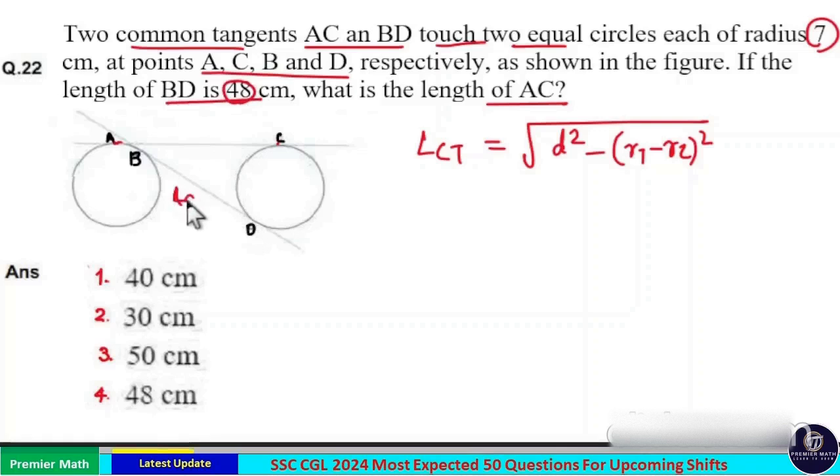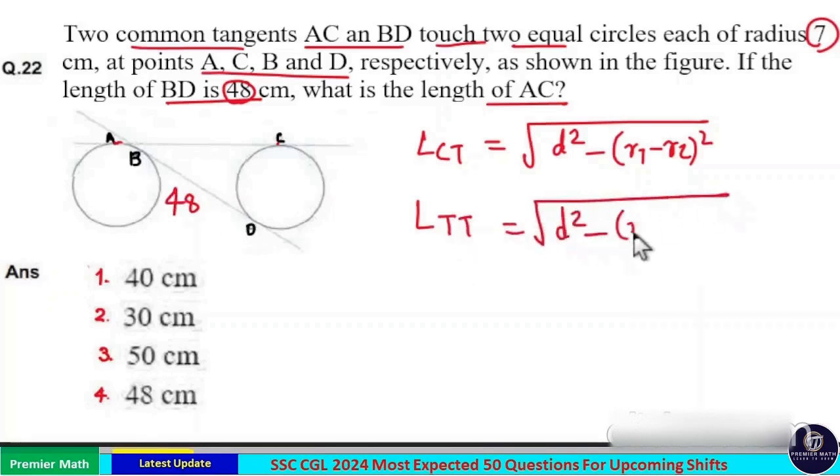And here we have the length of BD. Length of BD is 48. Length of BD means length of the transverse tangent. This BD is equal to the length of the transverse tangent. Now the length of the transverse tangent formula is equal to root of D square minus (R1 plus R2) the whole square. Now here we have to find out D square. Then we can find the length of the common tangent AC.